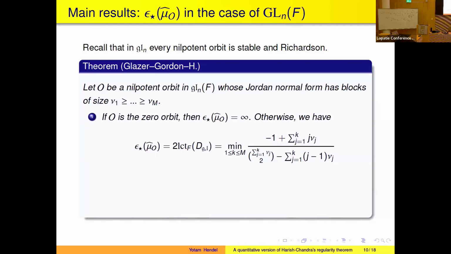It is a Richardson orbit, so there is some parabolic such that it intersects its radical in an open set. Let's assume this parabolic is P, so this is the Richardson parabolic associated to O. I can write it as L plus N, and this is the L appearing in this relative Weyl discriminant. And the connection between this, now I'm in GLN, so this is all happening in GLN.